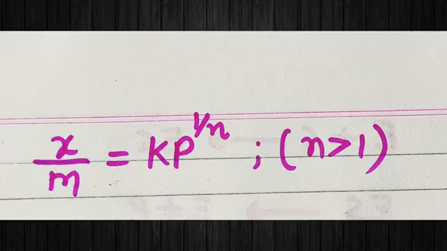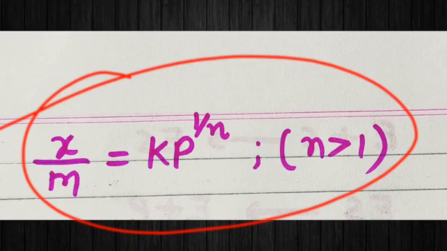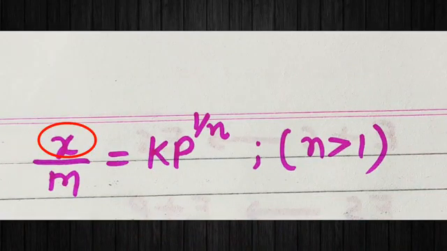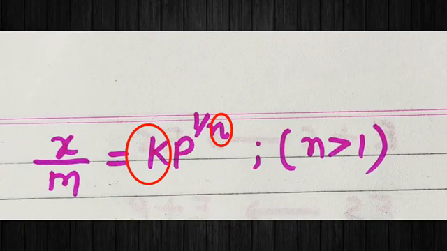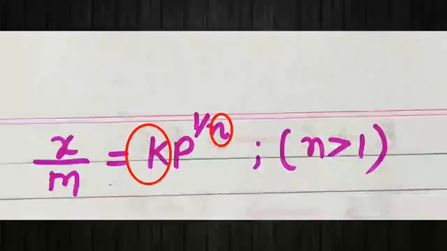Well, students, Freundlich in 1909 gave an empirical relationship between the quantity of gas adsorbed by unit mass of solid adsorbent and pressure at a particular temperature. And the relationship can be expressed by the equation x upon m is equal to k p to the power 1 by n, where n is greater than 1. And students, x is the mass of gas adsorbed on mass m of the adsorbent at pressure p. K and n are constants which depend on the nature of the adsorbent and the gas at a particular temperature.